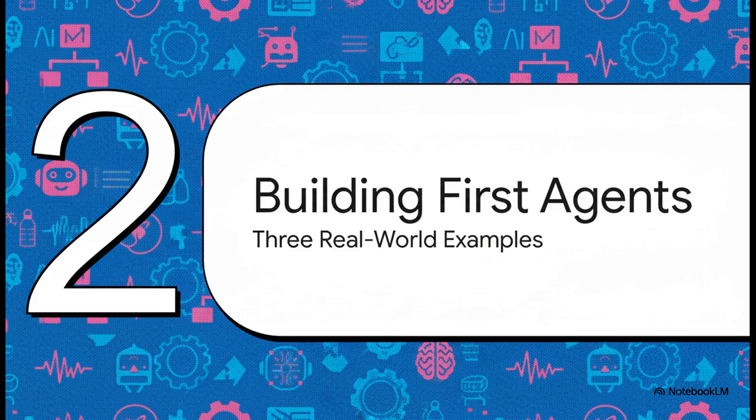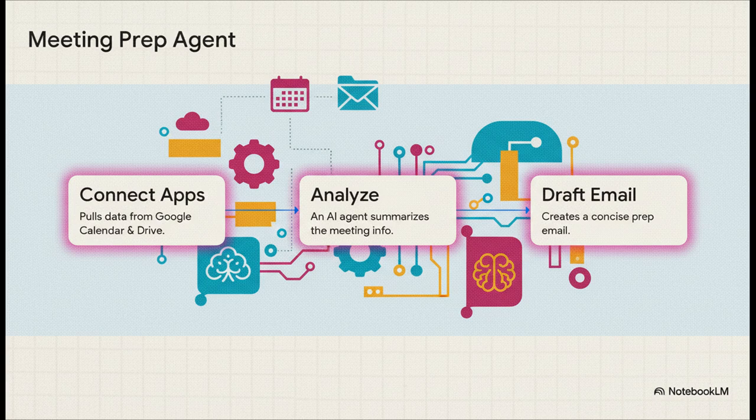We're going to walk through 3 real-world agents that were built completely live, just to show you how incredibly powerful this stuff is. So first up, we have a meeting prep assistant. This is a super common problem. The process is simple. First, it connects to your Google Calendar and Drive. Then an AI block reads and analyzes all that data. And finally, it drafts a perfect summary email for you.